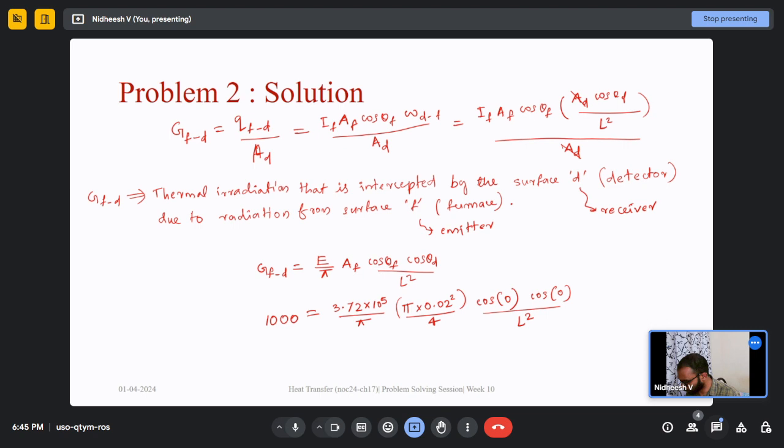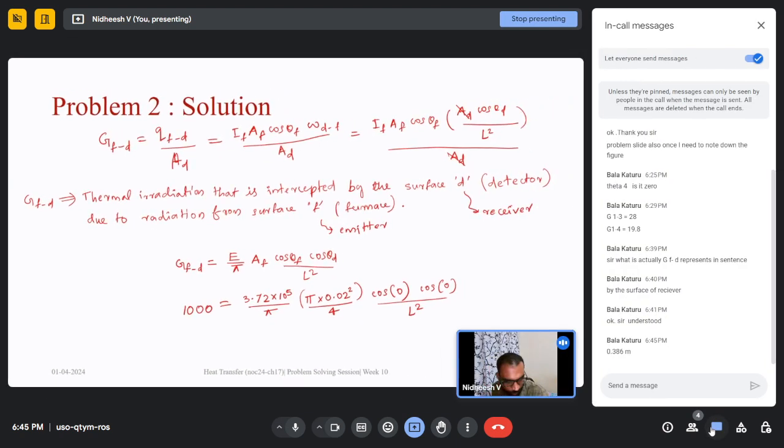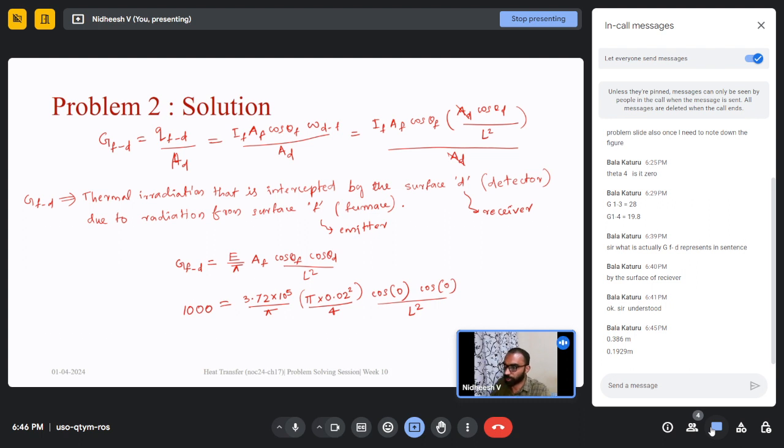Let me know what answer you are getting. How much are you getting? 0.386 meters. Let me check. Not 0.386, right? 0.192, yes. 0.192 is the correct answer. Did you not take a square root earlier?